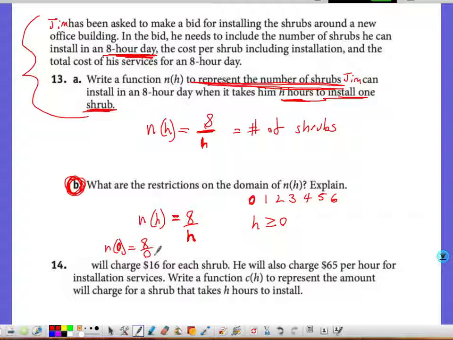And so that's the domain restriction right there. h cannot equal 0, so that means we cannot use h greater than or equal to 0. h has to be greater than 0. So any value of h greater than 0 is going to work. And so that's the domain restriction right there. Alright.